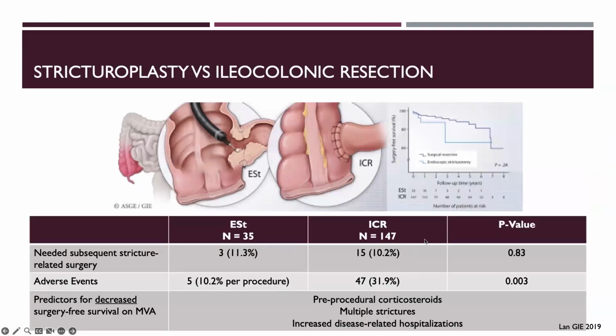What about stricturoplasty versus ileocolonic resection? Here, stricturoplasty as ESTP. Again, the need for subsequent stricture-related surgeries is roughly the same, but the adverse events rate is significantly lower. Those that predict decreased surgery-free survival are pre-procedural steroids, those that had multiple strictures, and increased disease-related hospitalizations.